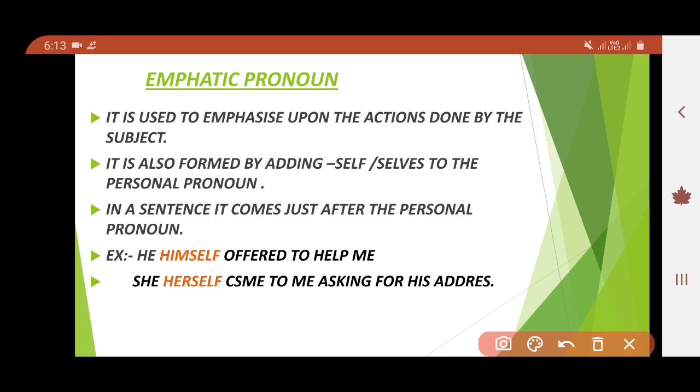Okay, before that, where do we use emphatic pronoun in a sentence? In a sentence, it comes just after the personal pronoun. So where does the emphatic pronoun be placed in a sentence? Where can we write it? We can write it, or we can say that it comes just after the personal pronoun. So let us go to the example.